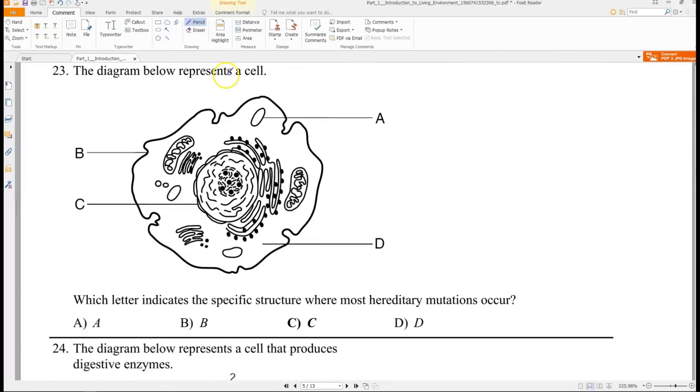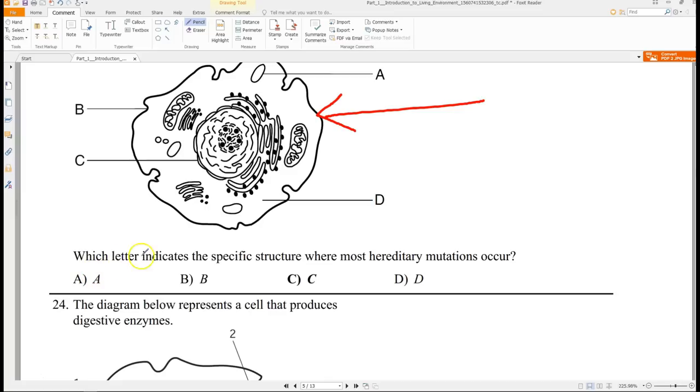The diagram below represents a cell. This is an animal cell. It's not a plant cell. The vacuoles are super tiny. There's no chloroplast, and there's only one outermost layer called the cell membrane. Which letter indicates the specific structure where hereditary mutations occur? Hereditary always refers to DNA.